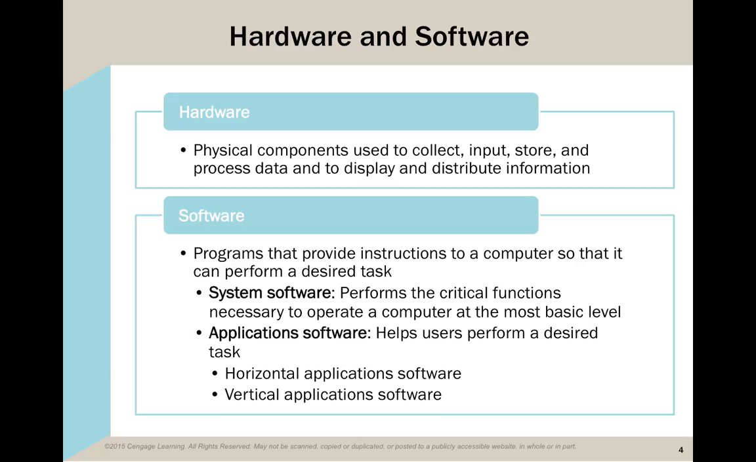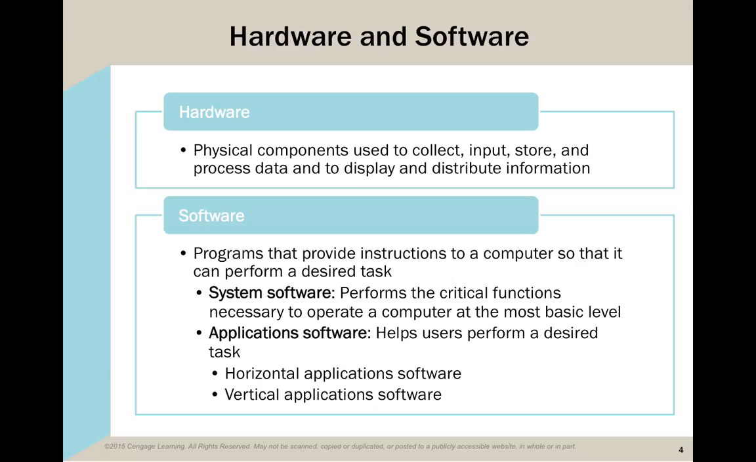As we start looking at computers and technology, we have to distinguish between hardware and software. Hardware is the physical components that are used to collect, input, store, and process data, and it's also used to display and distribute information. Software is programs that provide the instructions to a computer so that it can perform a desired task. Software includes the Microsoft Office suite, which has PowerPoint, Excel, Word. Those are examples of software.